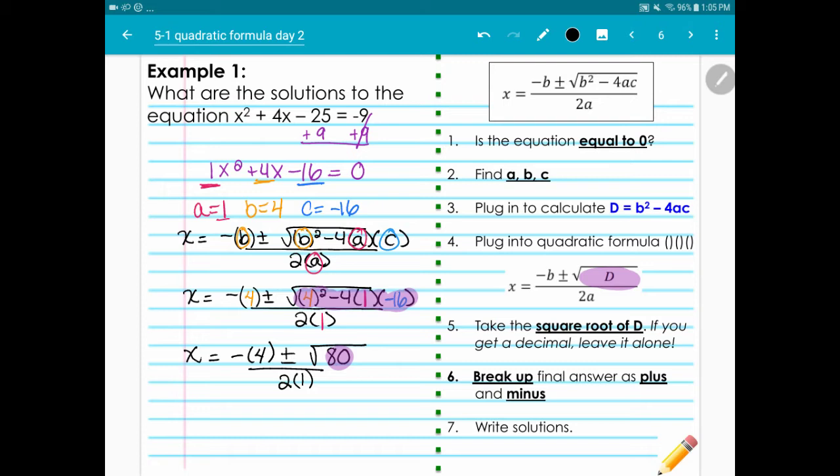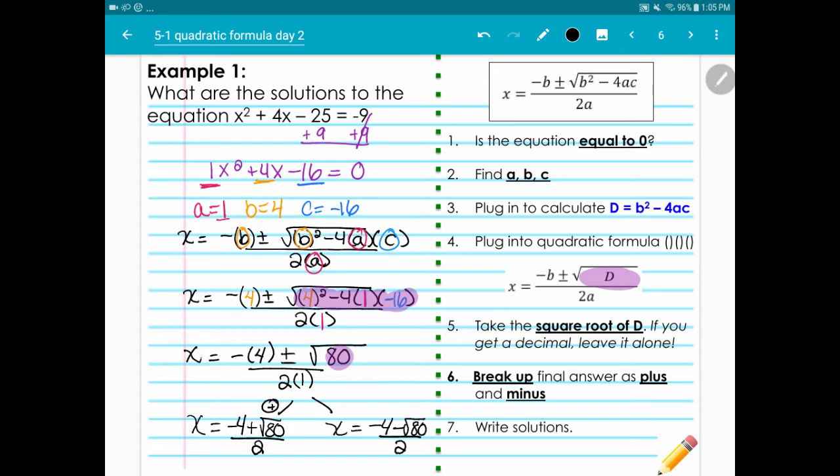Okay, now we're going to break this up. Negative right here times 4 gets us -4. This side's going to be my positive side. That's going to be plus square root 80. And then we're going to divide it by 2 times 1, which is 2. And this side's going to be -4 minus square root of 80 divided by 2.